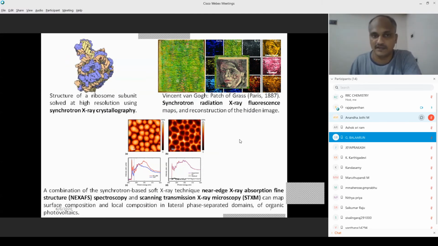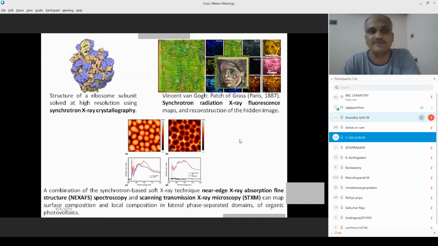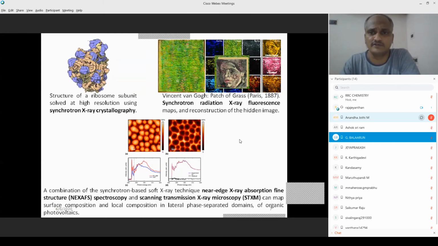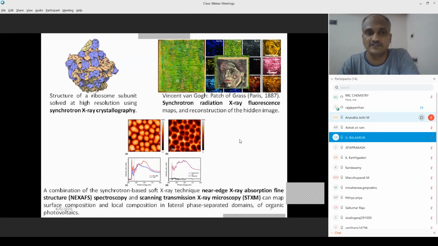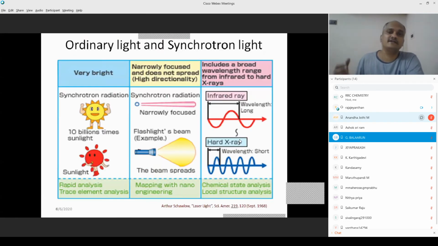Okay, so a lot of puzzles can be solved, and it is a very interesting thing to use synchrotron radiation because it is a high energy radiation, and we can crack a lot of problems that the world is facing today. We are able to do this with synchrotron radiation. What is the difference between ordinary light and synchrotron light?